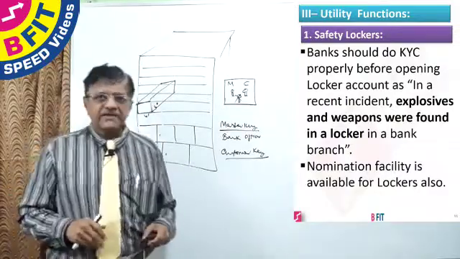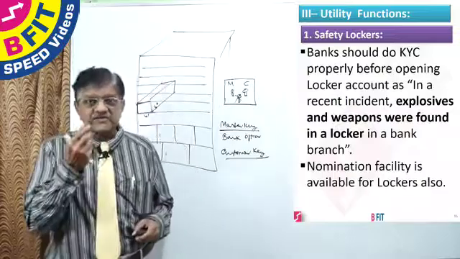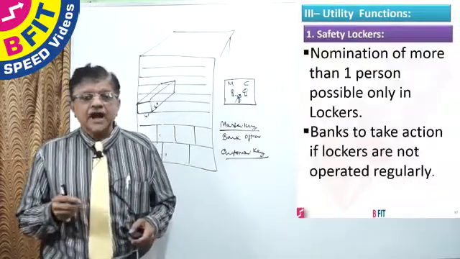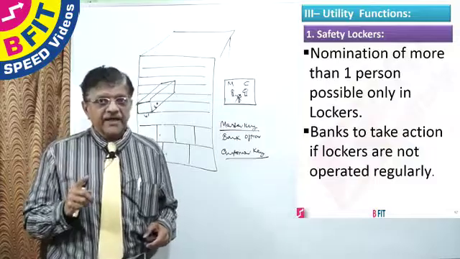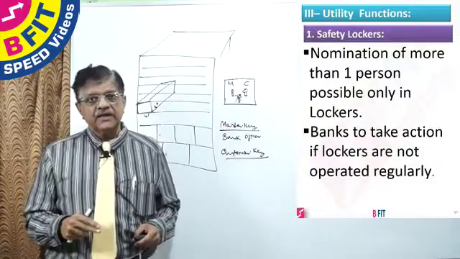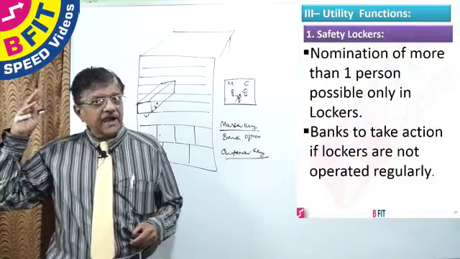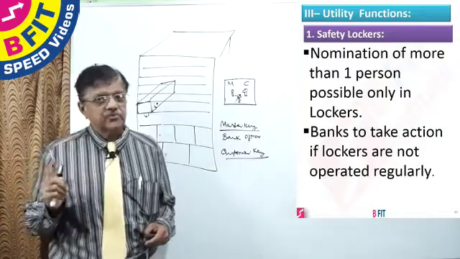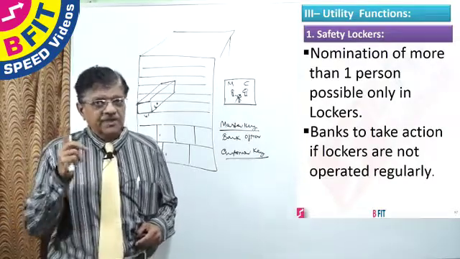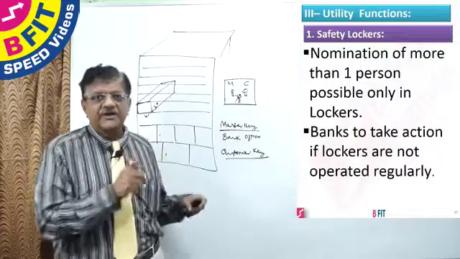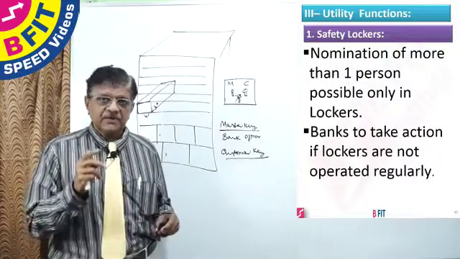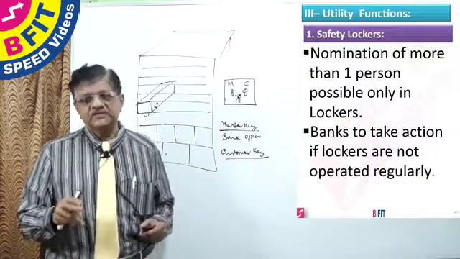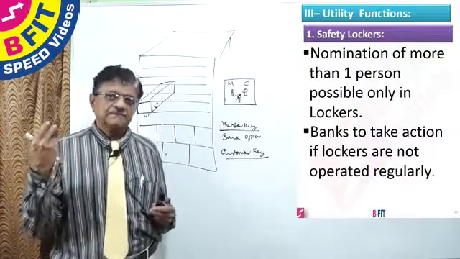And another development is, like deposit, nomination facility is also allowed in locker. And only for locker you can have 2 nominees. Suppose you have joint accounts. For a joint account there can be only 1 nominee. You cannot have 2 nominees for a joint account. On the other hand, if there is a joint locker operation, the rules permit that you can have 2 nominees for a locker.